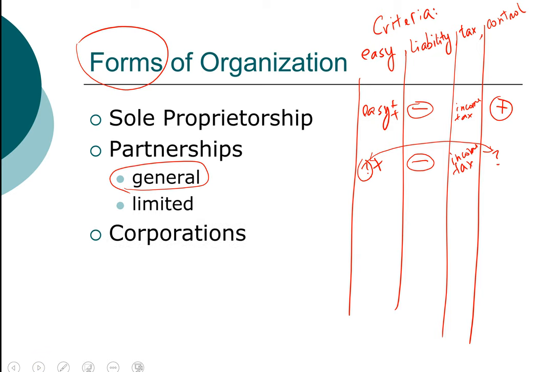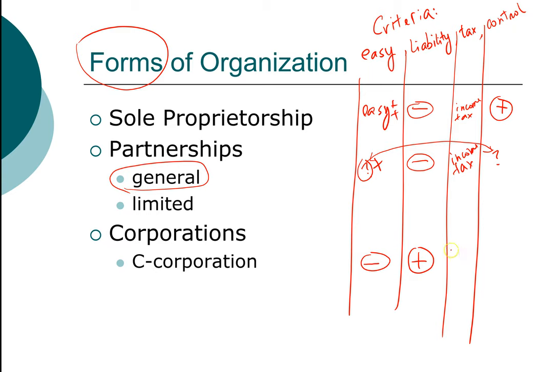So you don't have as much control, because now whatever you do, you have to check in with your partner. But that can also be good, because your partner also provides input for you. The most common form of business in the United States is corporations. Almost all large businesses are formed as C corporations. The biggest advantage of a C corporation is that it has limited liability. It is not easy to form, and it has a lot of reporting criteria. So that's the downside of a corporation.